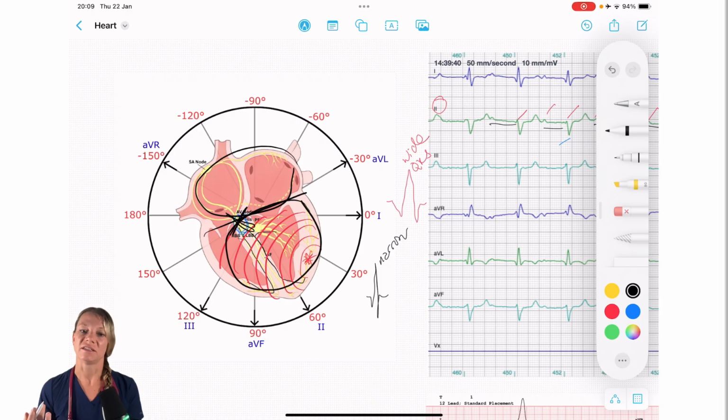So key take-home messages. Complete heart block is defined by complete loss of AV conduction, where the atria and ventricles are independent of one another. In cats, ventricular escape rhythm is often junctional and narrow complex.